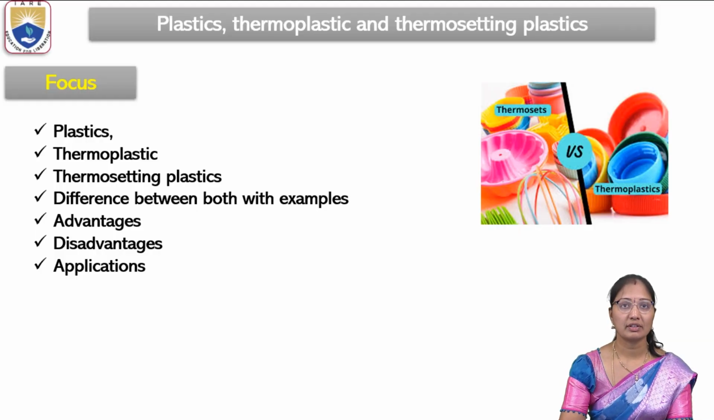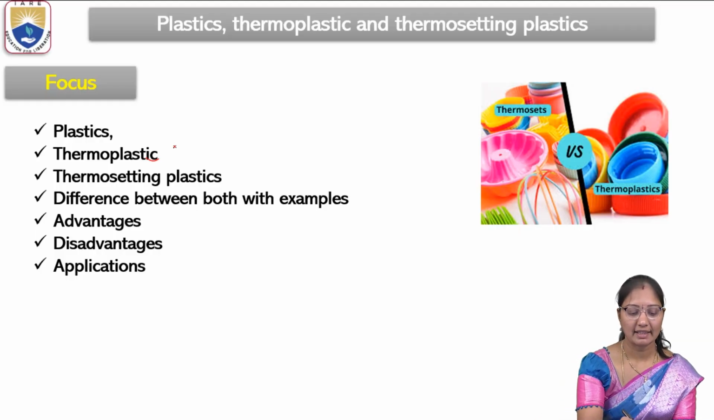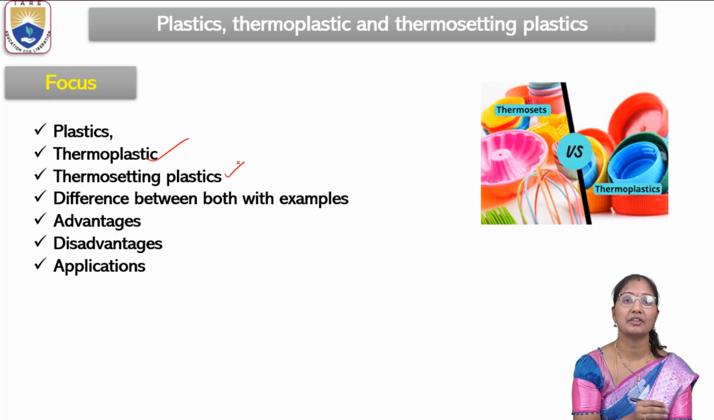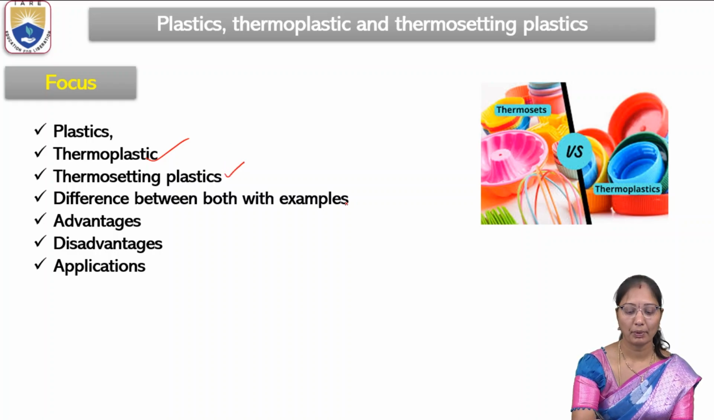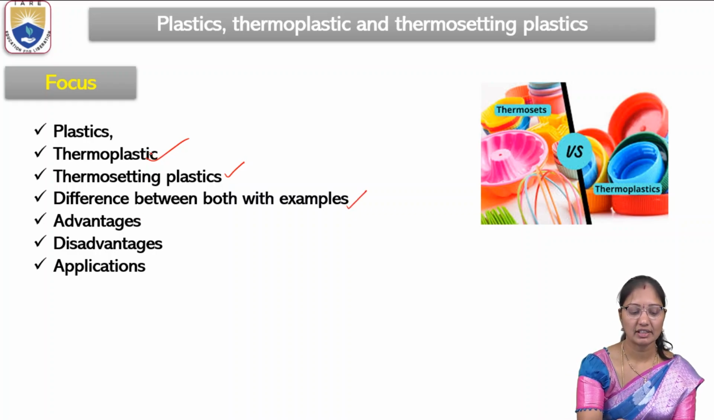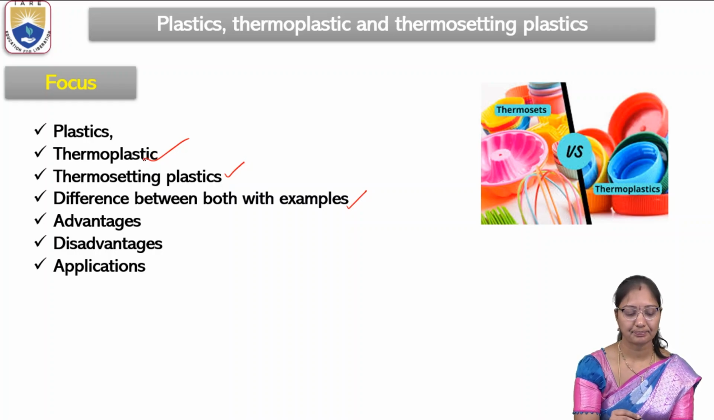So, we are going to focus on what plastics are, thermoplastic and thermosetting plastics and the difference between both with proper examples, and what are the advantages and disadvantages of thermoplastic and the applications of thermoplastic, as well as the advantages, disadvantages and applications of thermosetting plastics. So we are going to see how they differ in their structure, their molecular weight, their molecular structure and the application part. We are going to see in detail today.